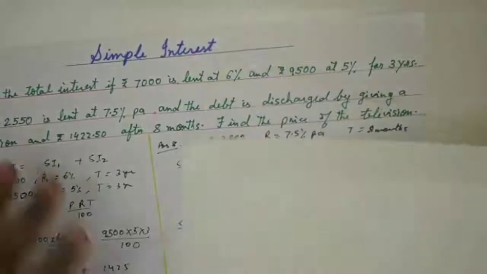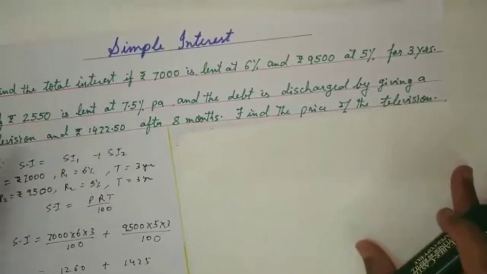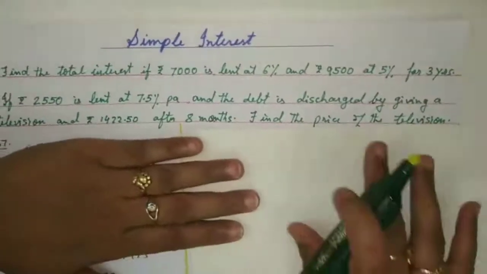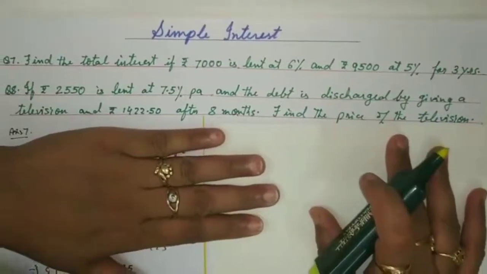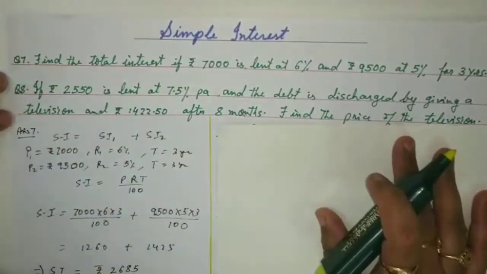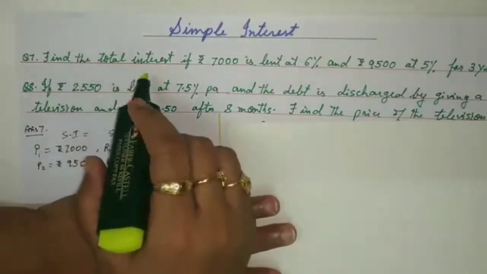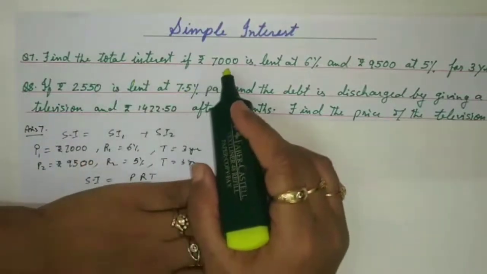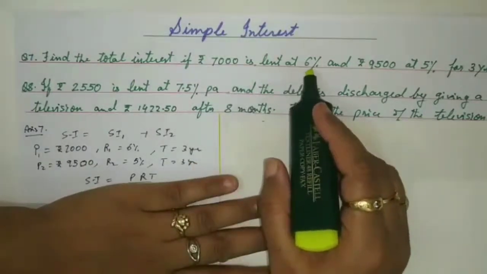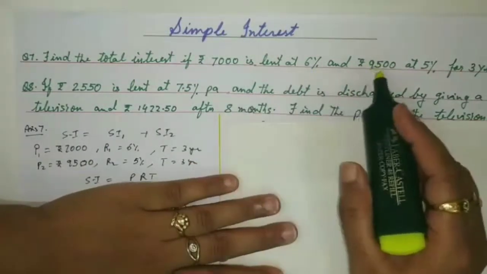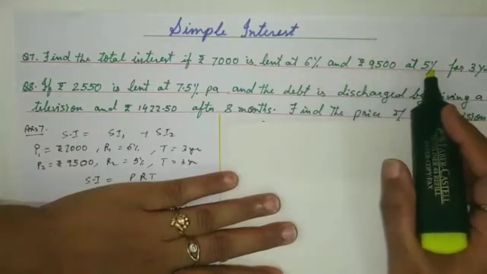Two questions I have taken here. Okay, so the first question is here, right? Find the total interest if rupees 7,000 is lent at 6% and 9,500 at 5% for 3 years.